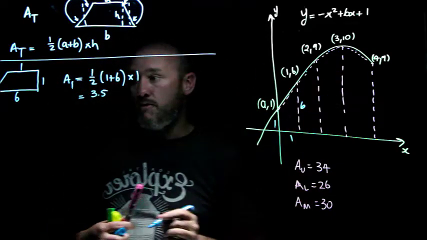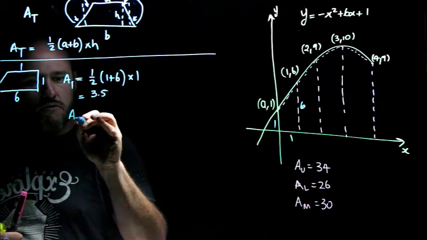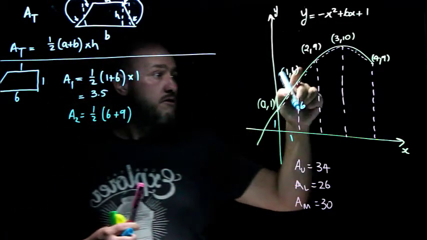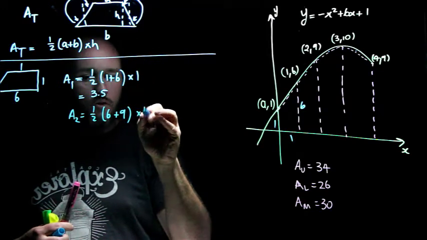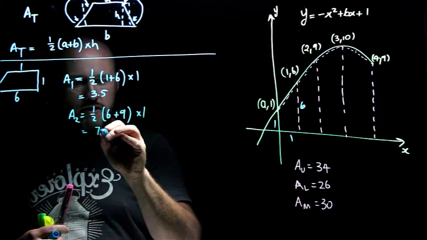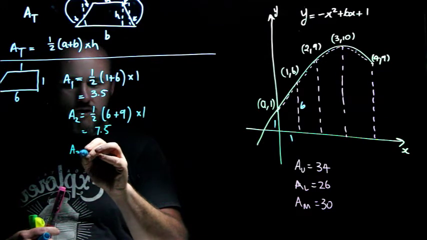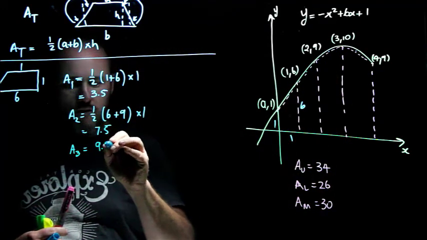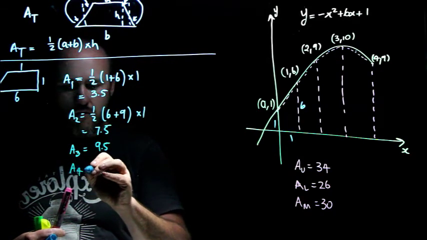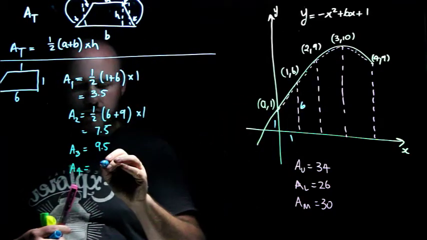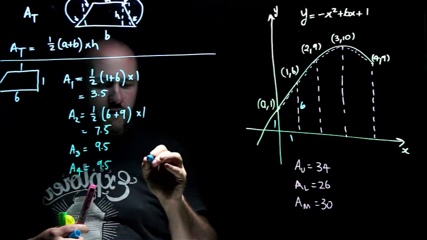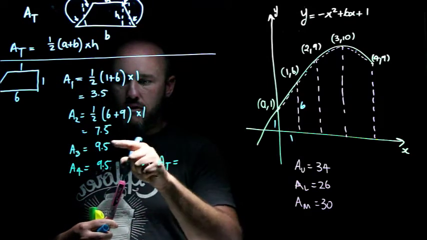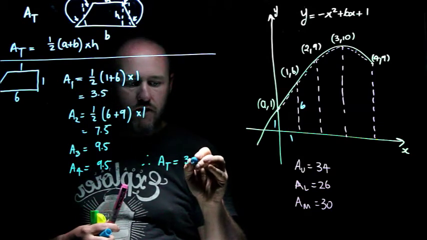So let's continue building our understanding. Area 2 will be equal to a half times 6 plus 9, 6 and 9 are there, times by 1 again. That times by 1 is going to get a bit boring. 7.5. Area 3, you do the math for me. 9 plus 10, a half of that is 9.5. And then area 4, 9 and 10, half of that is 9.5 times by 1. And therefore the total area under the curve is 9.5 plus 9.5 plus 3.5 plus 7.5.